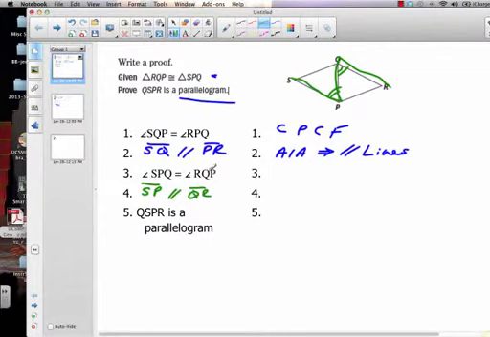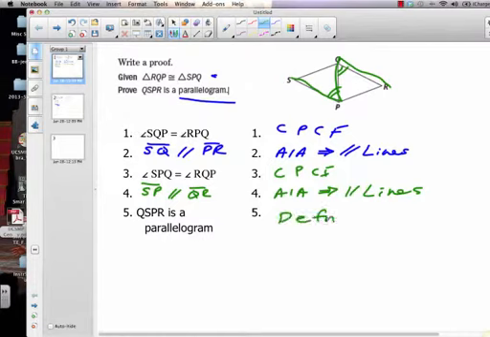Okay, the angle, once again, we came up with for that same CPCTC reason, because it was already a part of the triangle that we were given is congruent. And then we have another AIA step. So this proof is really about using the definition of parallelogram, coming up with two sets of parallel sides. And so why do we know this thing is a parallelogram? Because of definition.